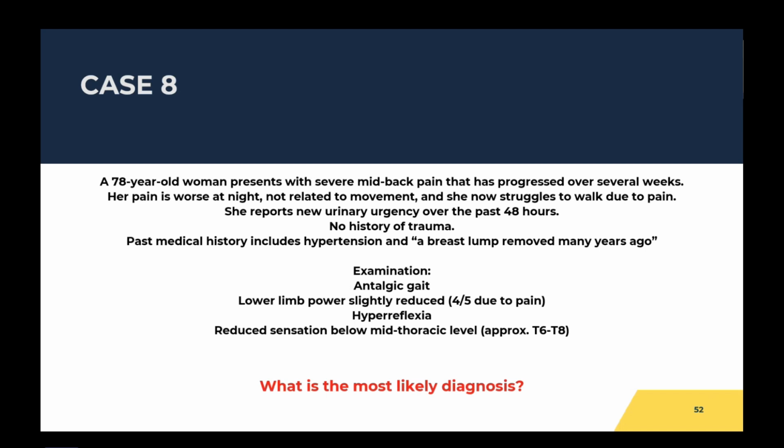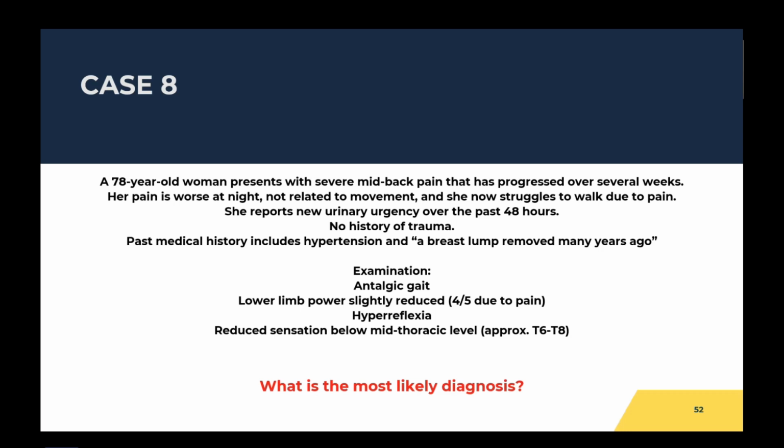So the next case, this is the final case. A 78-year-old woman presents with a severe mid-back pain that has progressed over several weeks. Her pain is worse at night, not related to movement, and she now struggles to walk due to pain. She reports urinary urgency over the past 48 hours. She has no history of trauma. Her past medical history includes hypertension and a breast lump that was removed many years ago.